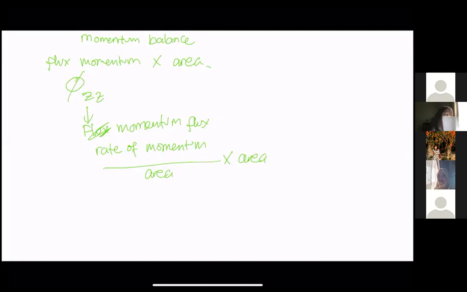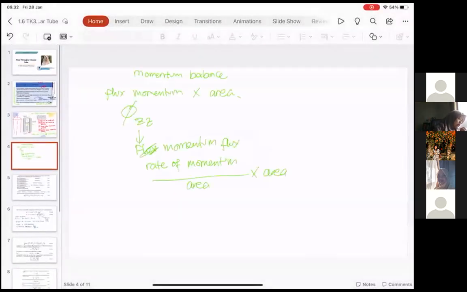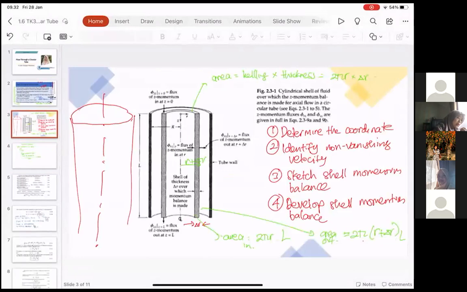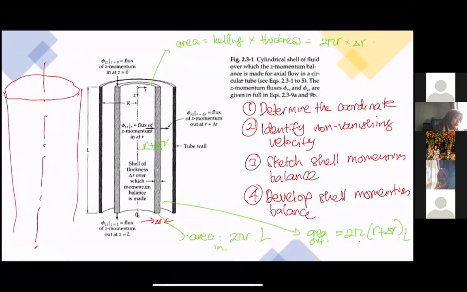Okay, but from the outer one here, the outer area is the circumference. The radius is actually R plus delta R. So this is multiplied with L. Okay.